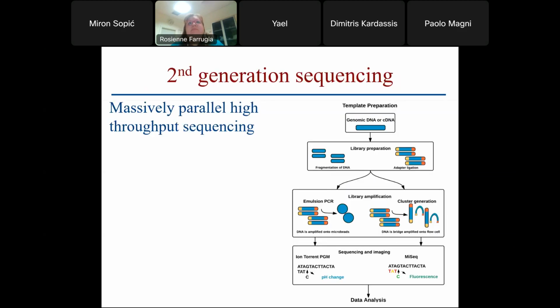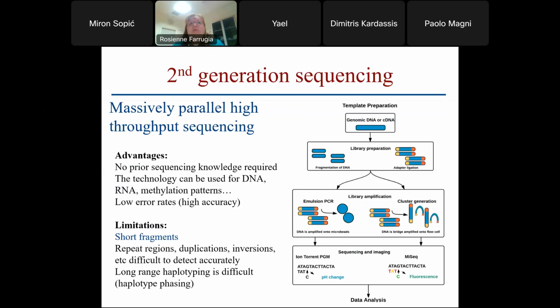So in summary, second generation sequencing is massively parallel high throughput sequencing, which has a number of advantages, which overcomes a number of problems we had with first generation sequencing. Mostly, we do not need to know anything about the sequence to carry out second generation sequencing, because we use those adapters to replace primers. We can pretty much sequence anything. The technology can be used for DNA, RNA, identification of methylation patterns, and everything else I mentioned at the beginning. So it is a very flexible technology. And second generation sequencing has high accuracy. There are very low error rates.